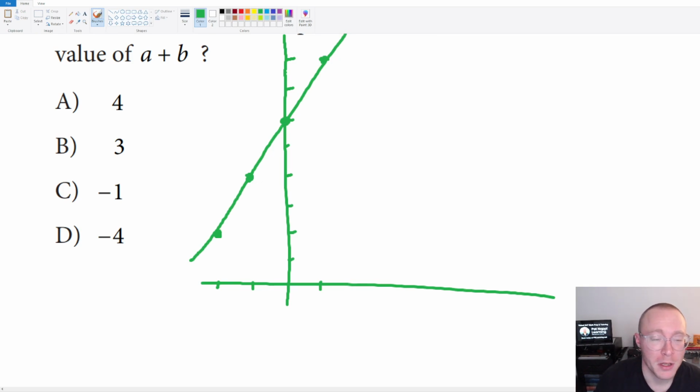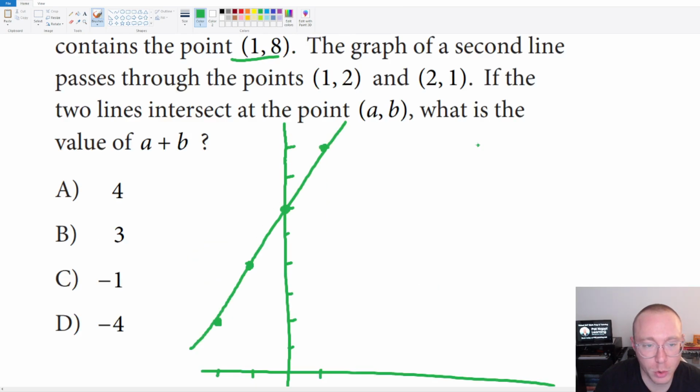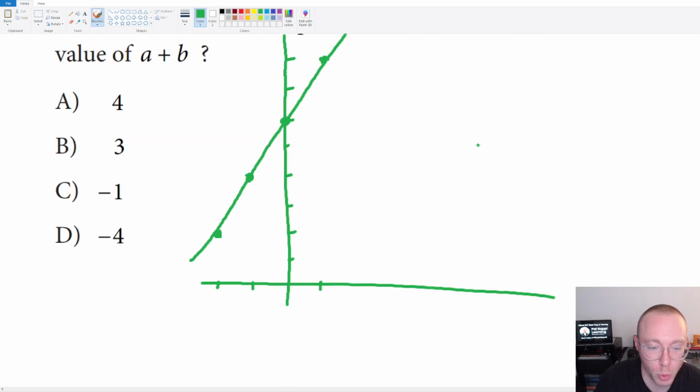Our other points are given to us with coordinates. We have the coordinates 1, 2, and 2, 1. So 1, 2 would be right here, and 2, 1, if we just add one more tick mark there, would be here. Now, from this information, we can see what the slope would be. If we start at this point, we're going down 1, right 1, and this would be a slope of negative 1.